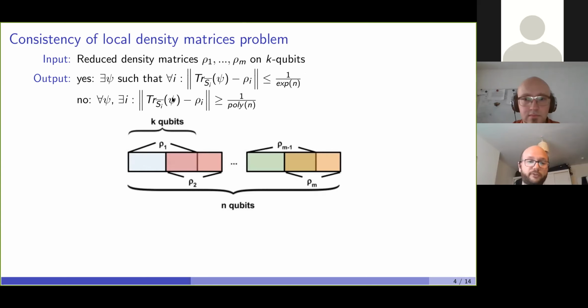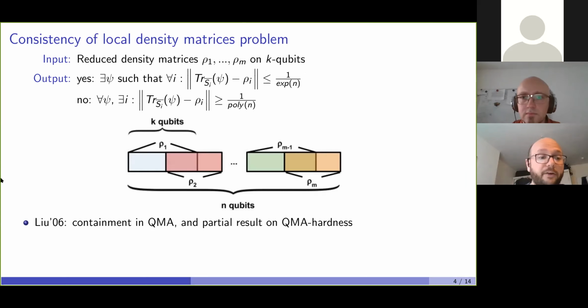They come from a global state. Liu in 2006 showed that this problem is actually in QMA. So he shows that there exists a quantum proof system that allows us to distinguish these two cases. In addition to that, Liu also showed some partial results on QMA-hardness, meaning that every problem in QMA could actually be reduced to this type of problem.